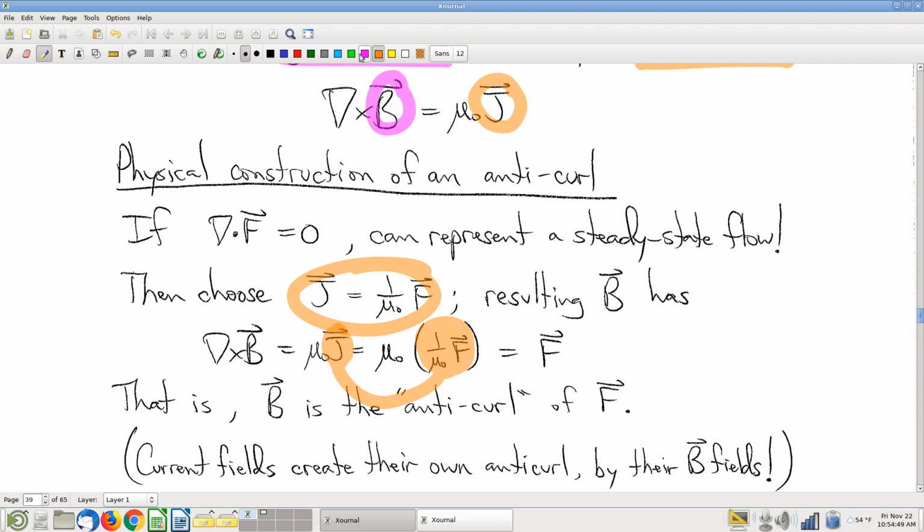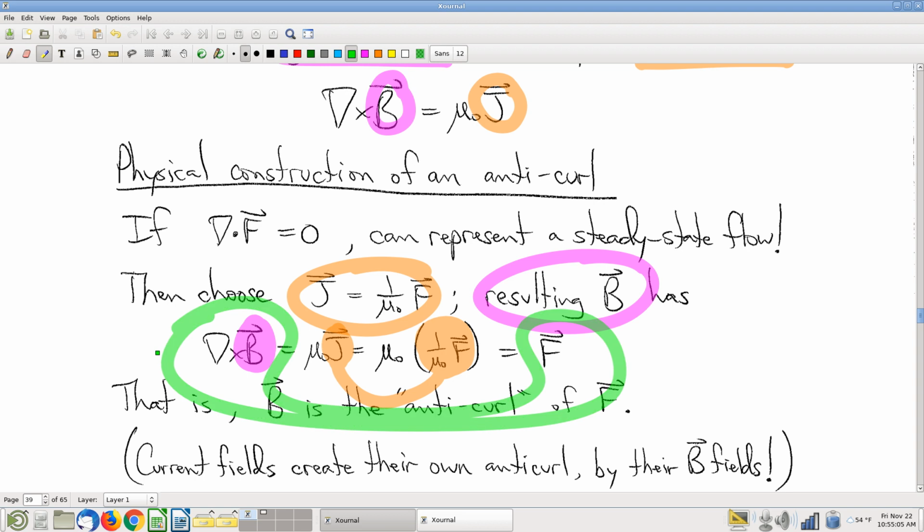Well, those charged particles construct a magnetic field. Again, the physical universe does this for us. No calculation required. It makes a magnetic field, and notice that that magnetic field is the anti-curl. Right, so again, we have this situation where the current physically creates its own anti-curl in this case. Just like mass, by way of its gravitational field, generates its own anti-divergence. Current creates its own anti-curl.